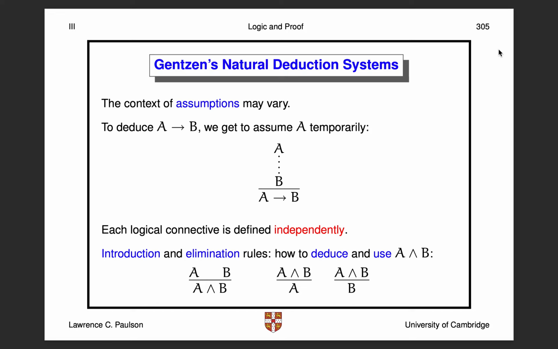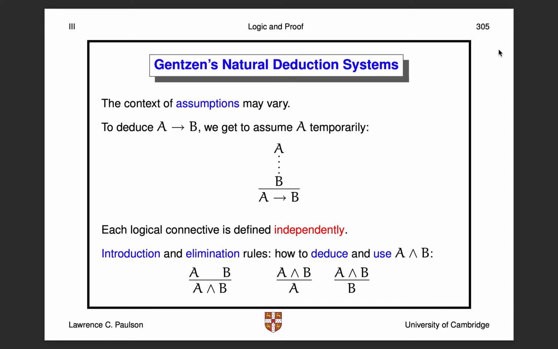Gerhard Gentzen introduced what he called natural deduction with a richer proof context in which you have assumptions, a set of assumptions that can actually vary as you work through your proof. This comes out in a very simple and natural manner. Let's say you're trying to prove A implies B. You assume A and then you prove B.